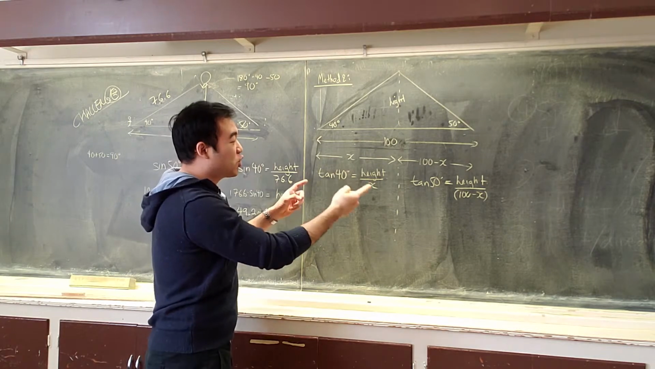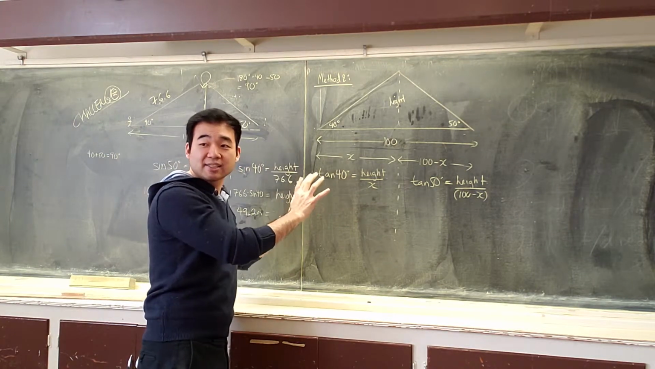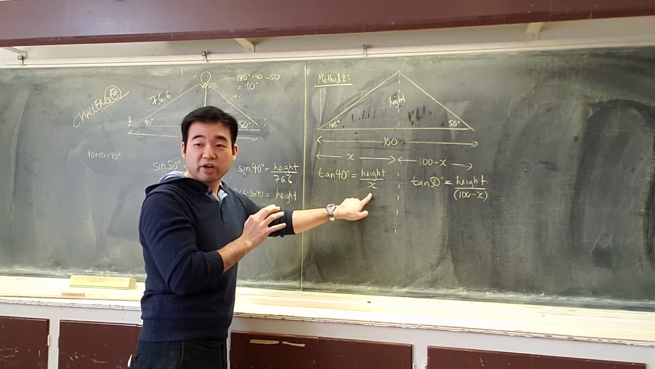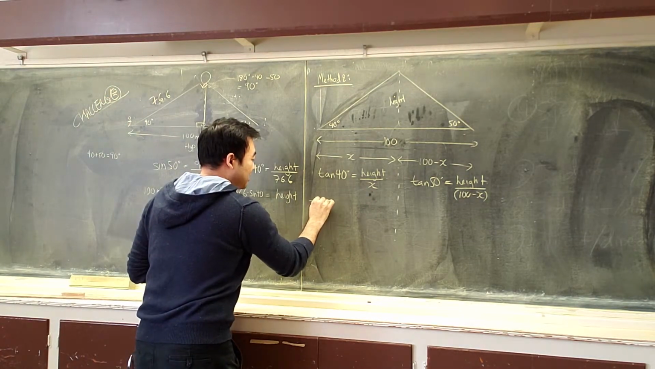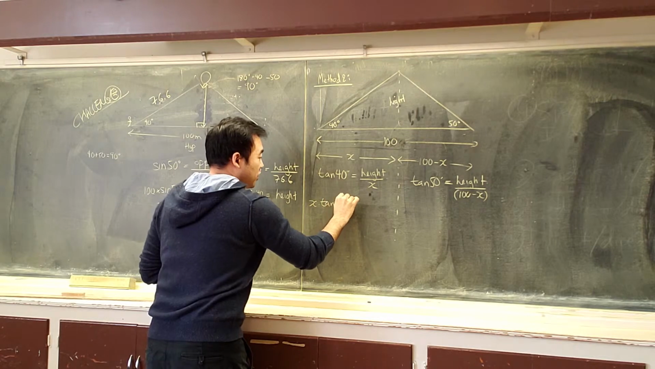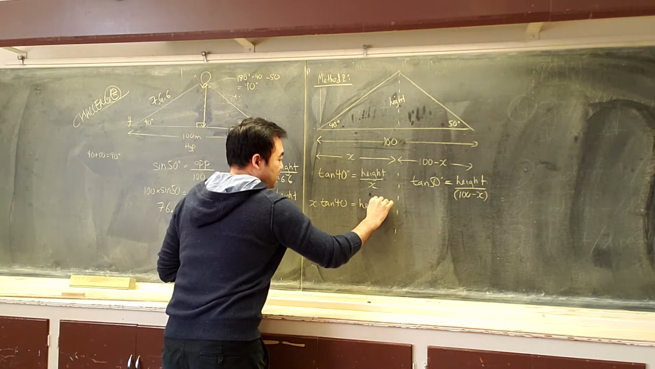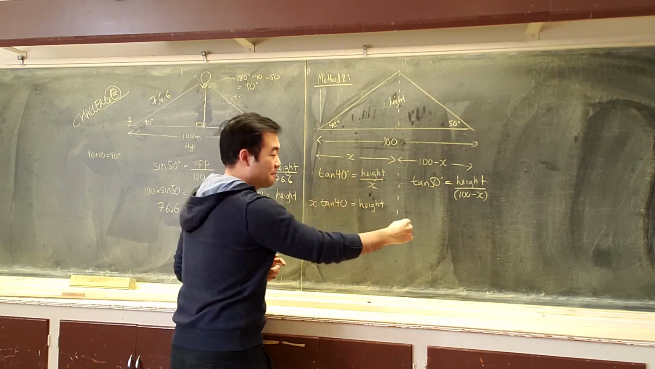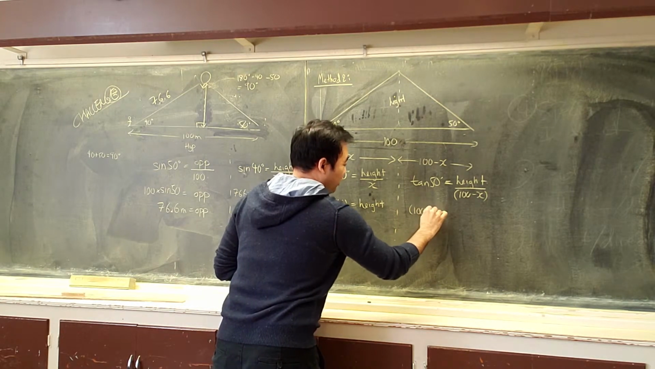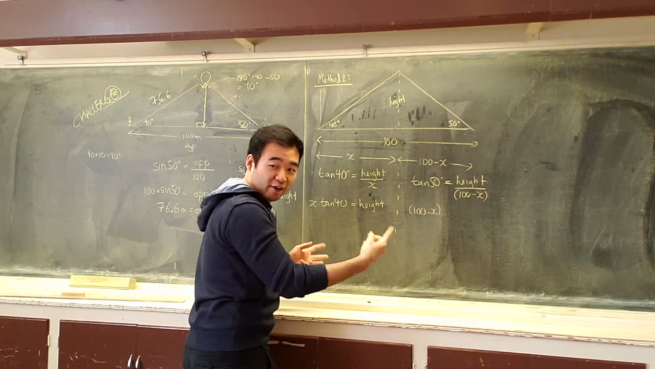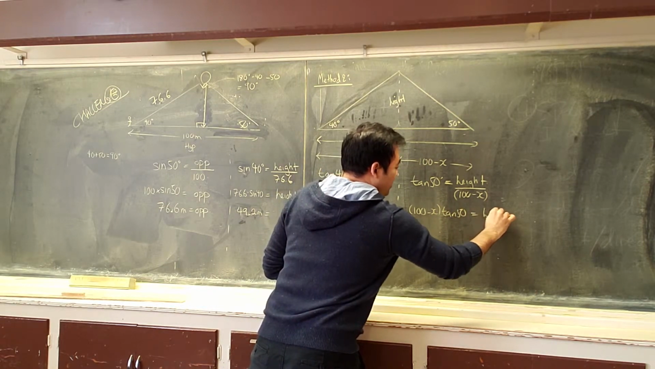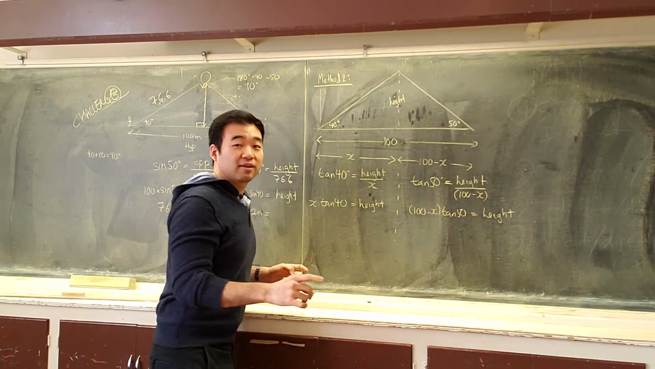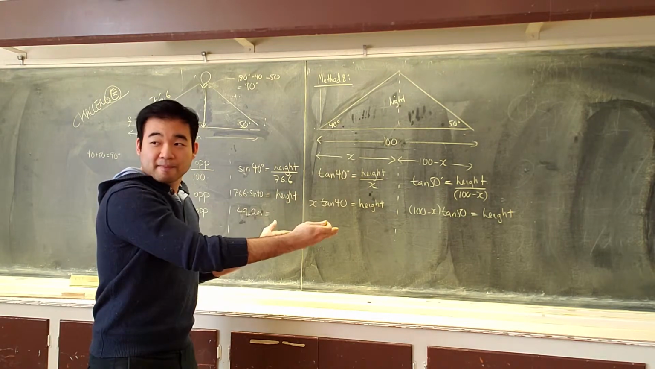Okay, so I am trying to compare height. I'm going to get height all alone. How do I get rid of divided by x? Multiply both sides by x. So this becomes x times tan 40 equals height. And for this one, don't be afraid, it's still a number. 100 minus x times tan 50 equals height.